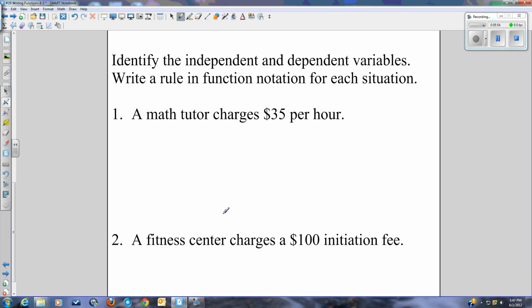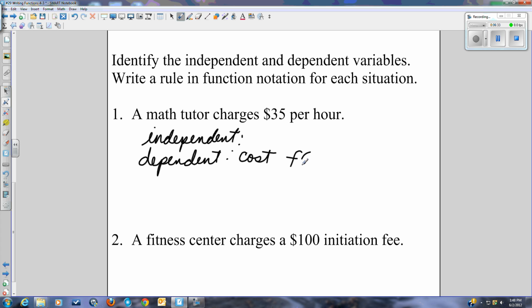Let's identify the independent and dependent variables and write a rule in function notation for each situation. So for this problem, it says a math tutor charges $35 per hour. Now, that means the cost, the amount that the tutor makes, or that you have to pay the tutor, depends on the number of hours. So the cost is your dependent variable. Now, your dependent variable is always your f of x.